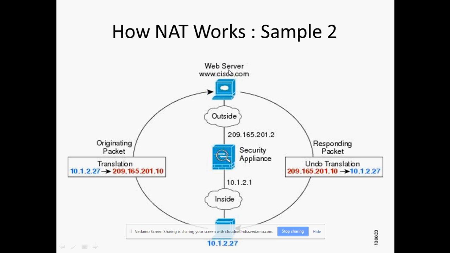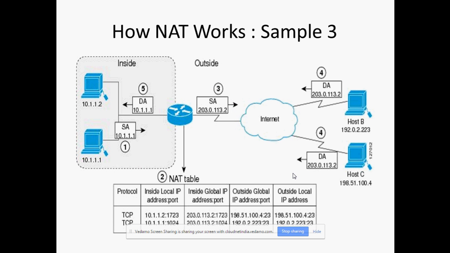So what happens when the packet is sent to this gateway or security appliance? They convert this private address 10.1.2.27 to a public address, and when it comes back, meaning when the web server responds and the packet reaches the security appliance where NAT is enabled, they again change the public address to the private address. So this is another example, and now I am going to show the final example.